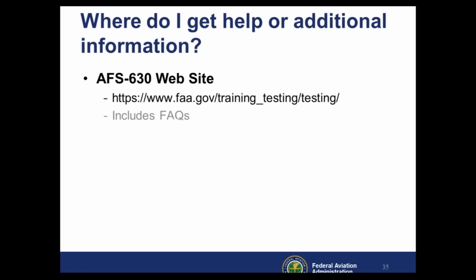Okay, so where can you get additional information? Again, you don't need to write these down. I'm going to give you this presentation so you'll have it. The first link is our AFS 630 website, and that's where we include all of our frequently asked questions, as well as the ACS document and some other informational materials about the ACS. I would suggest that you subscribe to updates. There's a button there that says subscribe, and that means whenever there's a change to AFS 630's website, you'll get an email, and then you'll know to go back and check up on the changes.